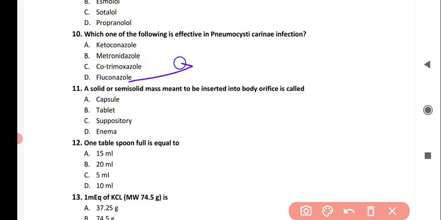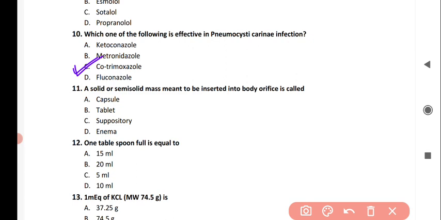Then if I talk about fluconazole, it is effective against endemic fungi: Histoplasma, Blastomyces, and Coccidioides. So the correct answer for this question is option C, that is, cotrimoxazole is effective in Pneumocystis carinii infection.